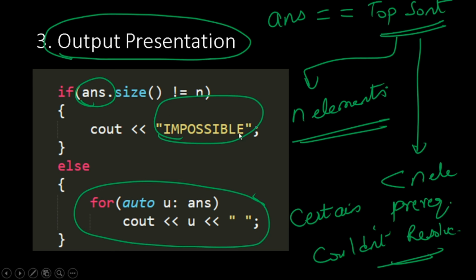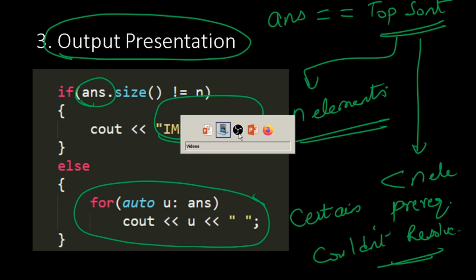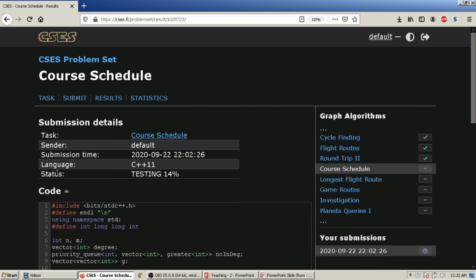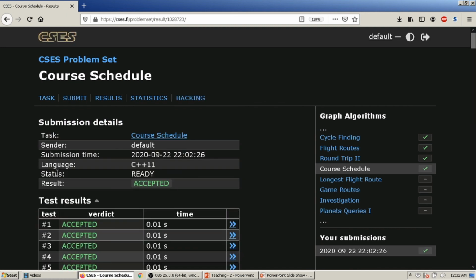Let us submit our code and see if we can get an accepted. So we got accepted.